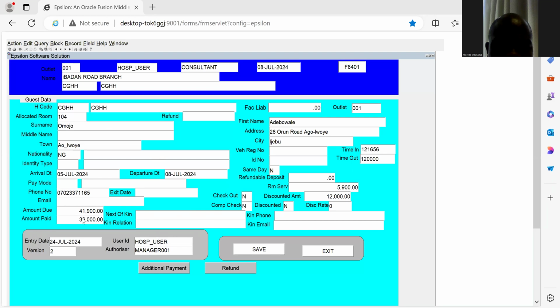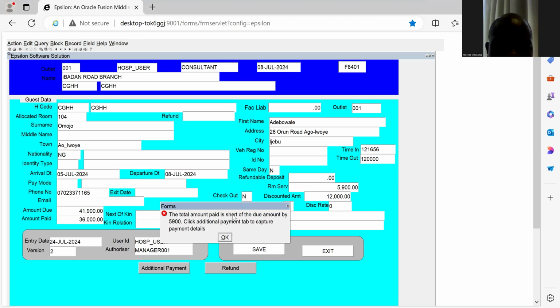then the amount is 36,000. So initially he paid the exact amount, 36,000. This is the deal. They now consumed some of our room service, which is added to the bill. If for any reason you mistakenly try to check the person out by clicking save, the system will tell you: total amount paid is short of the due amount by 5,900. Click the additional payment tab to capture the payment details.